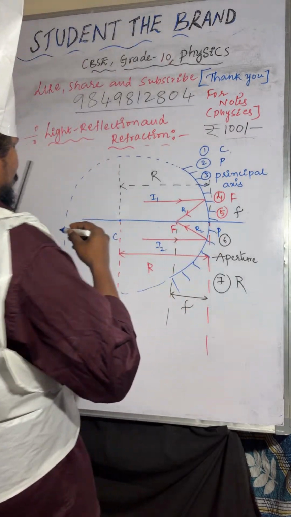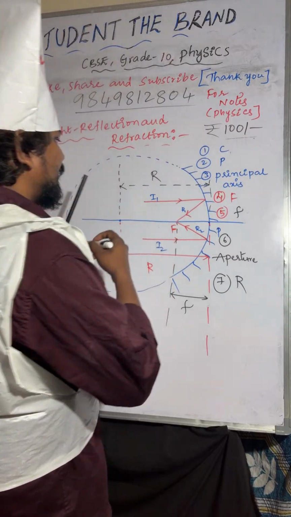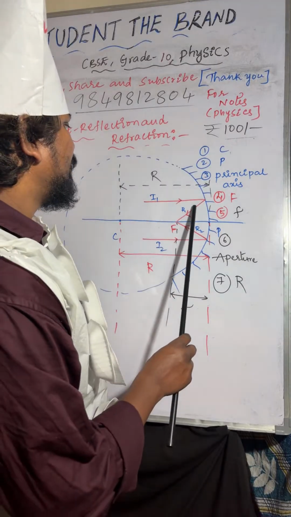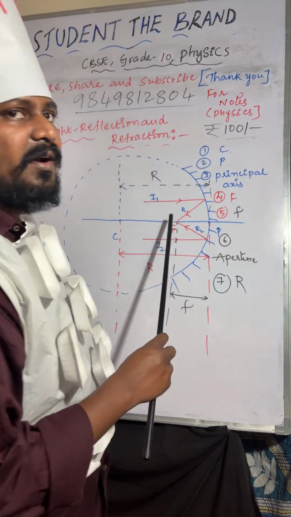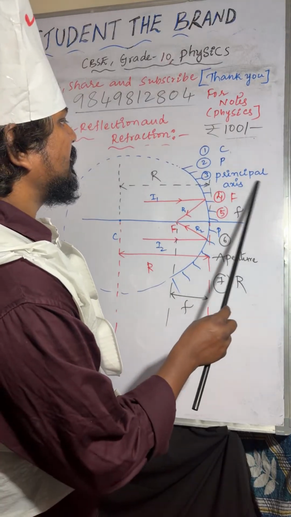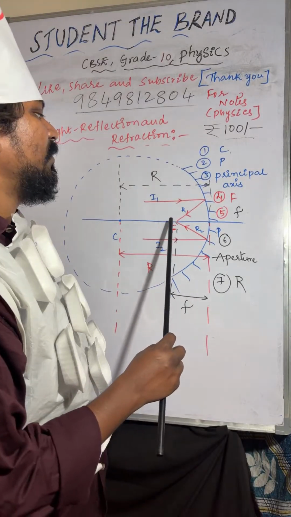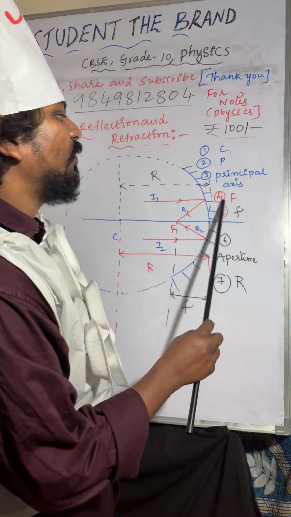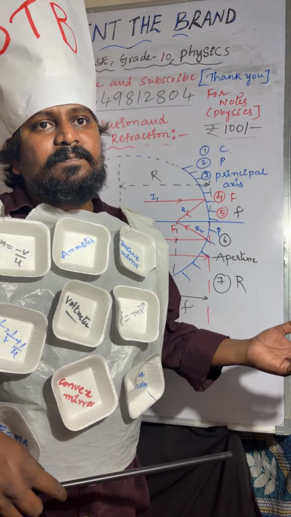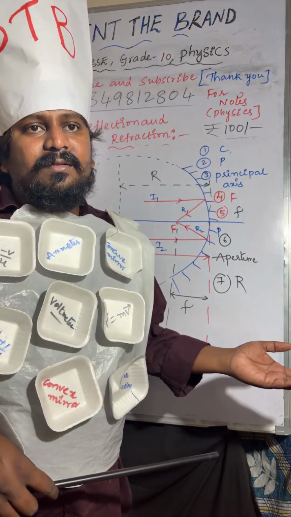Here you can observe that the incident rays I1, I2 and the reflected light rays R1, R2 meet at one point on the principal axis. The line joining the center of curvature and the pole is the principal axis. The point where these reflected rays meet on the principal axis is called the focus. Actually it is the principal focus, but generally we simply say focus.